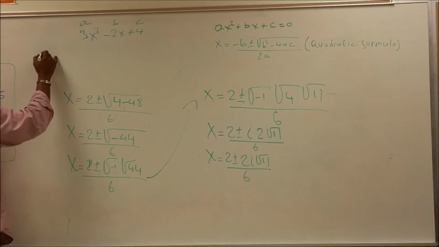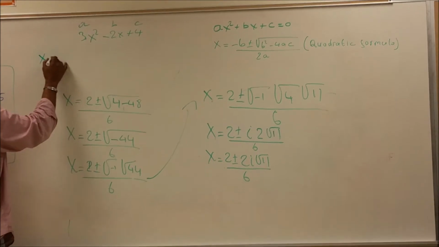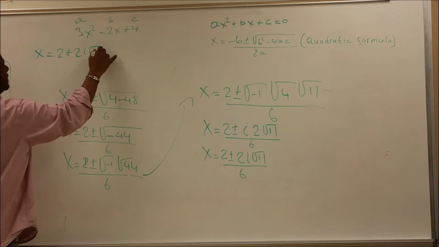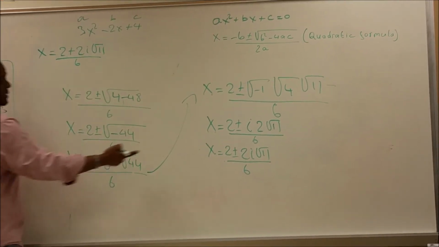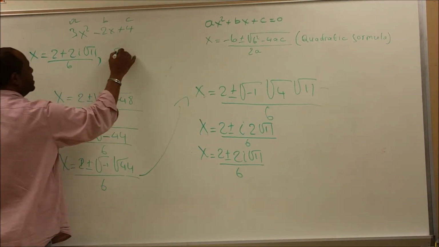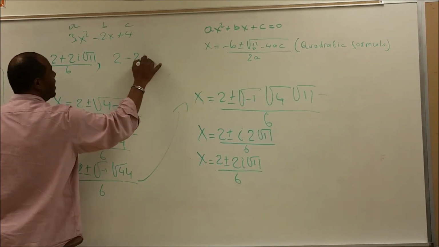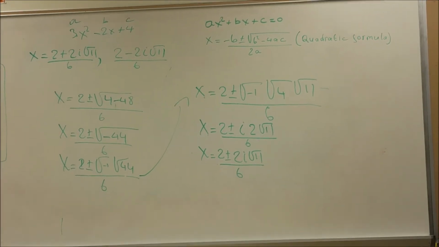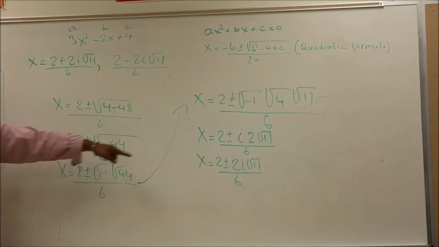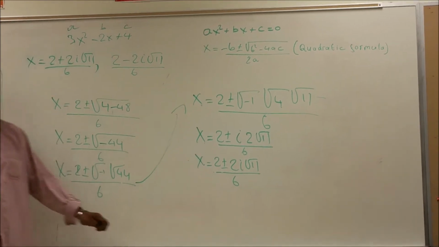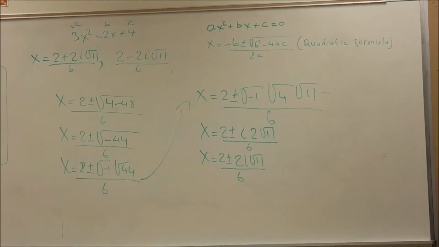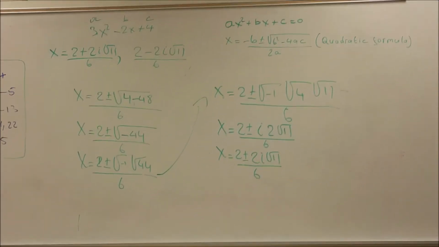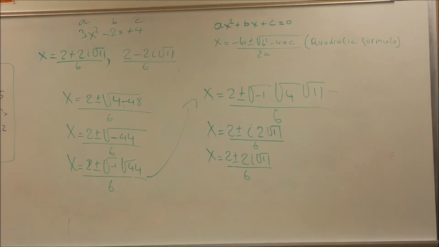All right. So x is equal to 2 plus 2i square root of 11 over 6. You see that's the plus part. And then the other one is 2 minus 2i square root of 11 over 6. So you got the two parts now. I split it. This is plus, and then we have minus. Does it need simplification? Can I simplify it? You can. Yes. And what would I do to simplify it?